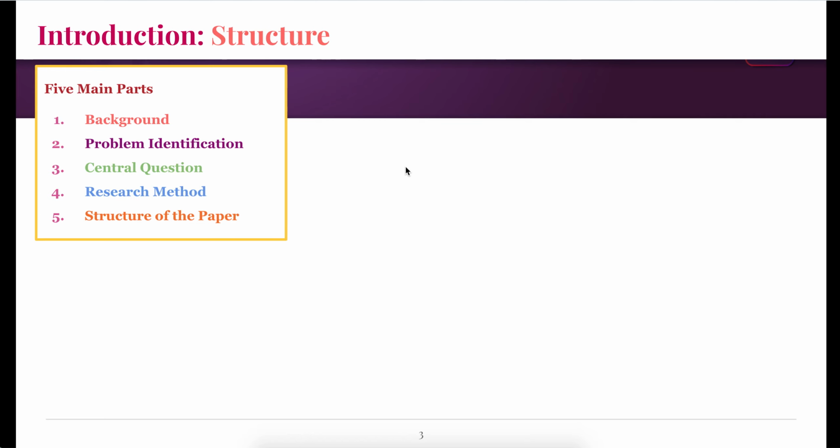One way that helped me a lot whenever I was writing my own introduction was that I split it into 5 main parts. So you have the background, the problem identification, central question, research method, and the structure of the paper. So I'm going to go through these one by one.